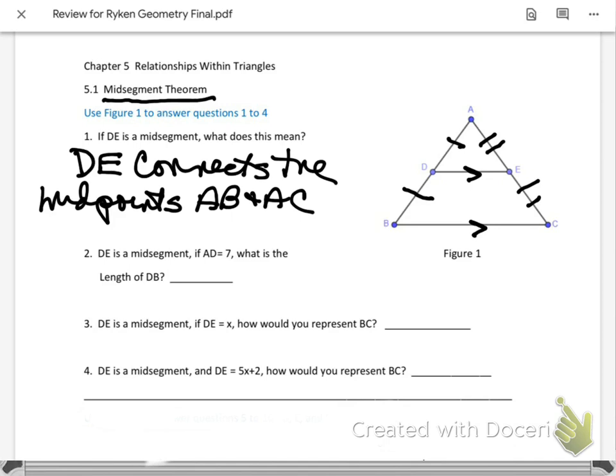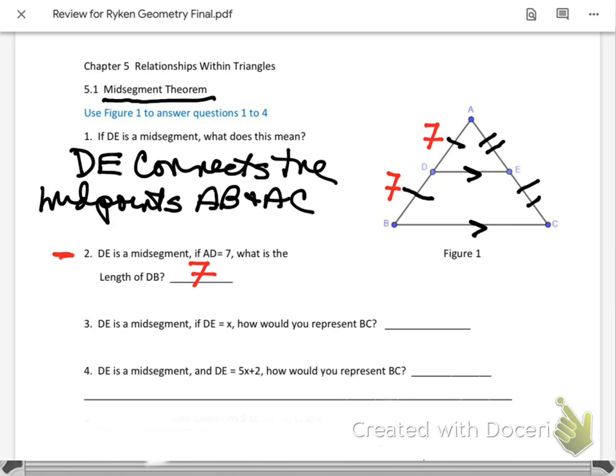Okay, question 2. DE is a mid-segment, and AD is 7. So let me change the colors briefly. We'll make that red. So for this question, for number 2, it's going to be red. So if AD is 7, what do you know about DB? Well, DB has to be 7 as well because D is a midpoint of the line segment AB. So what's the length of DB? And the answer would be 7.